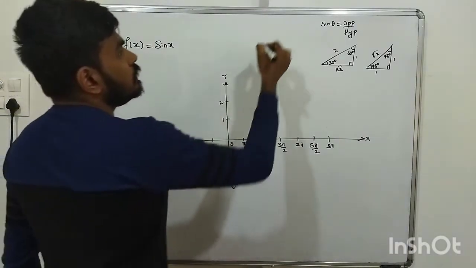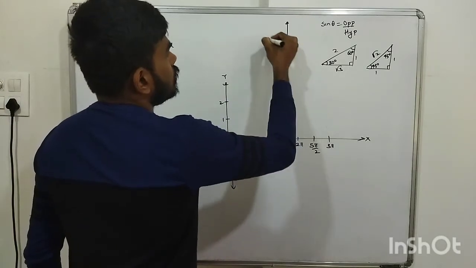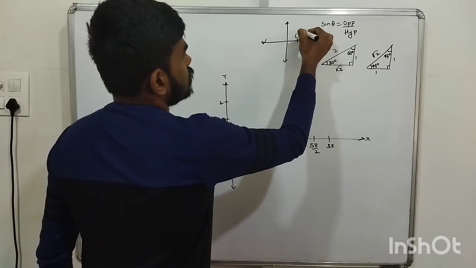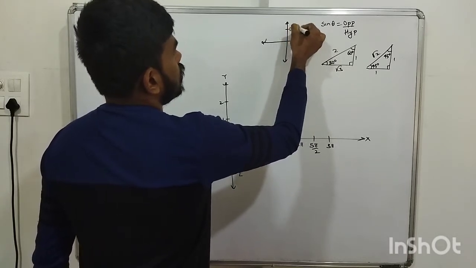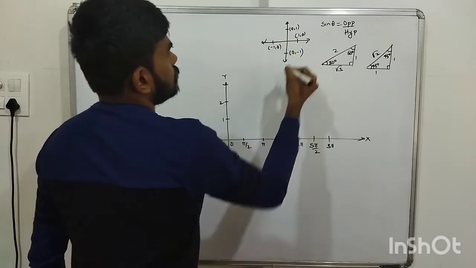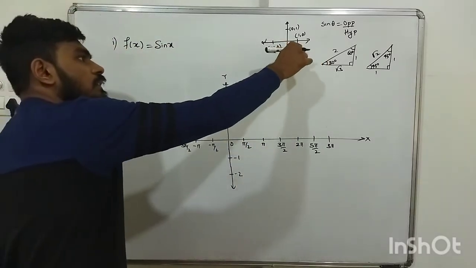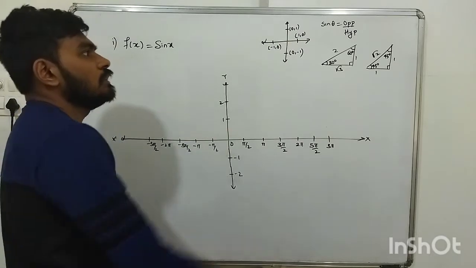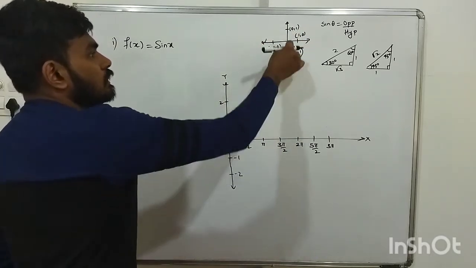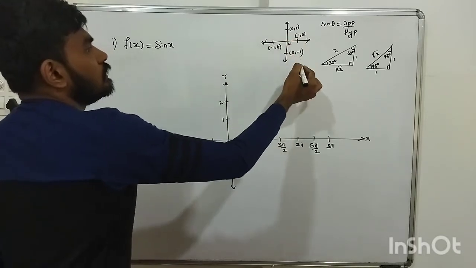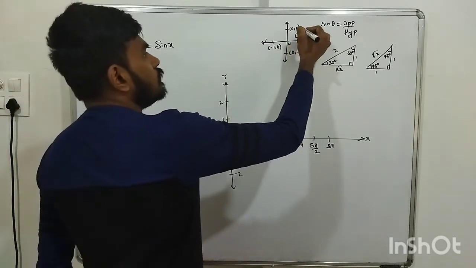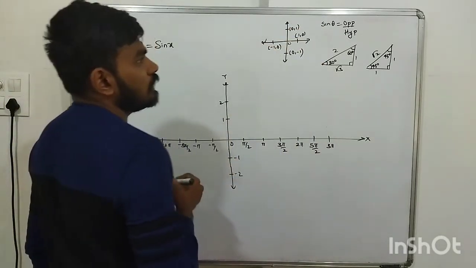Along with that, for 0, 90, 180, 270, you have to remember these: 1, 0, 0, 1, minus 1, 0, 0, minus 1. Obviously, this point is 1, 0, 1 unit here is 1, 0, 1 unit up is 0, 1, 1 unit this side is minus 1, 0 and 1 unit down is 0, minus 1. So just remember this is cos, this is sine. These all are sines, 0, 1, 0, minus 1.